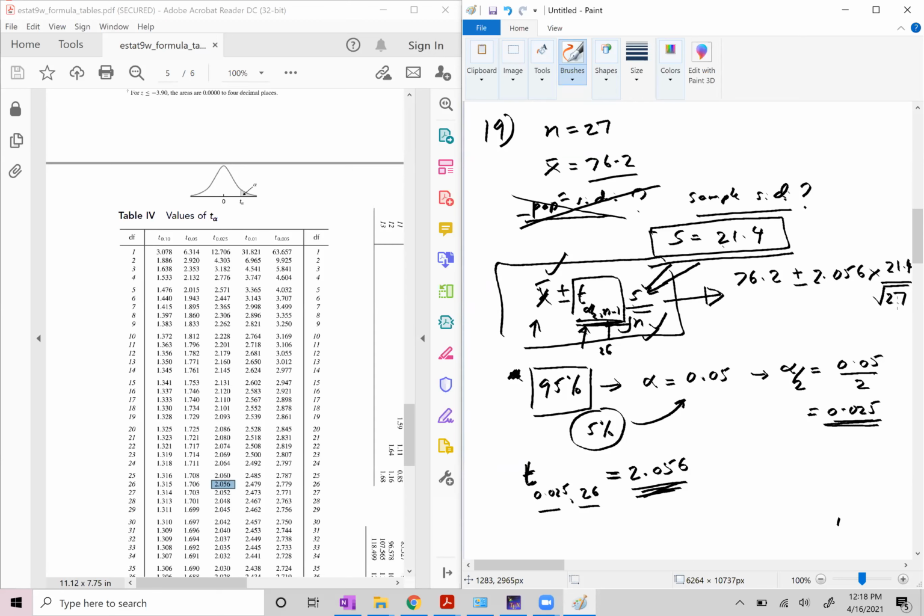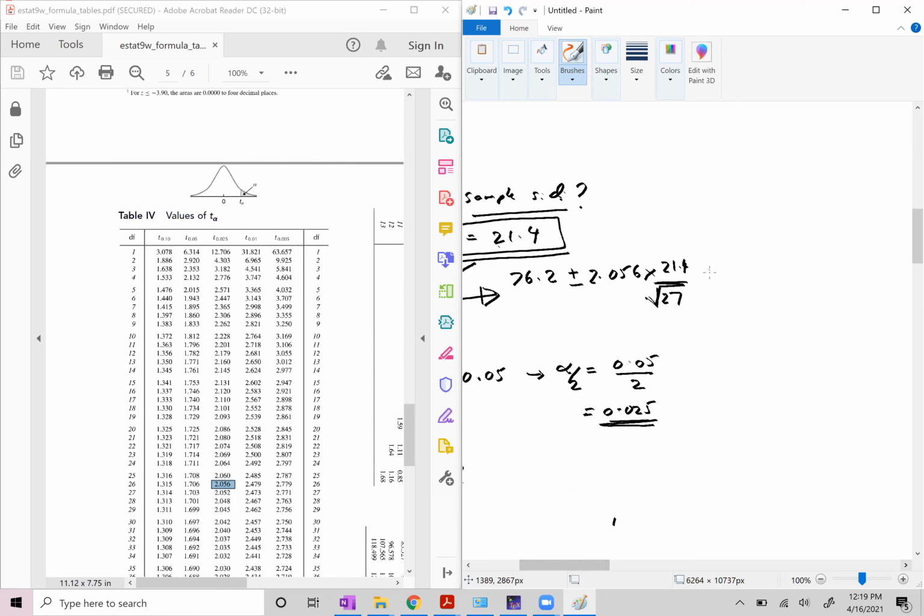Now, note that here degrees of freedom is n minus 1, but here it is straightforwardly n, this value. When you're taking the degrees of freedom, it is n minus 1. When you look in the table, you don't look for 27, you look for 26 degrees of freedom. But here, in the division, you have square root n, which is simply 27.